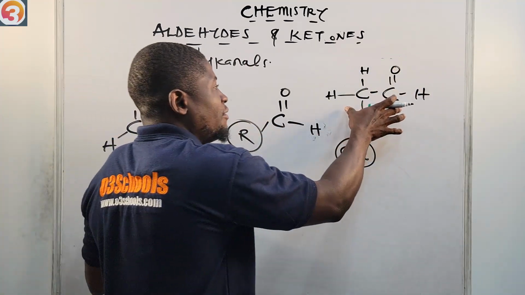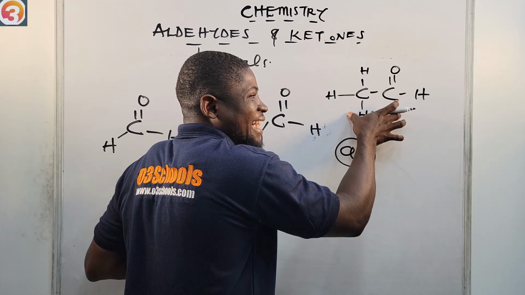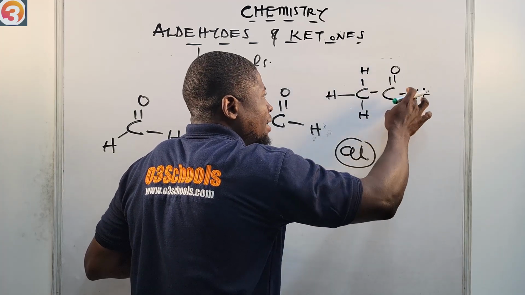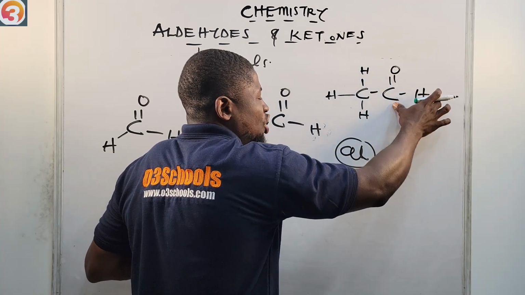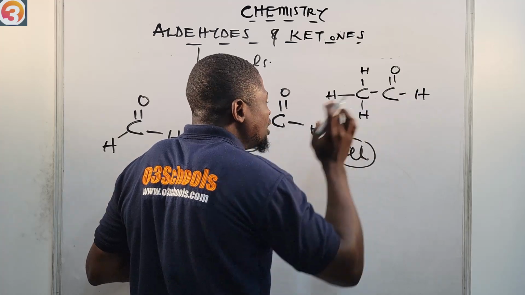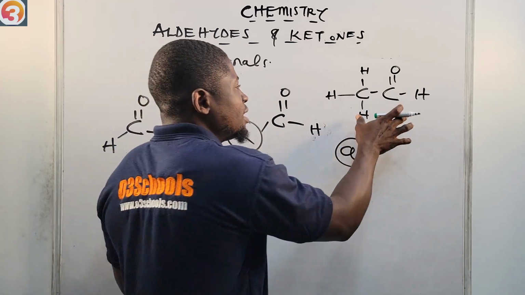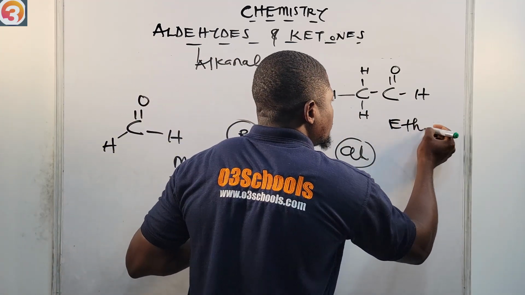So that's why this is ethanal, because the carbonyl group is appearing at the end of the chain and it is directly bonded to at least one hydrogen atom. Okay, so this is ethanal.